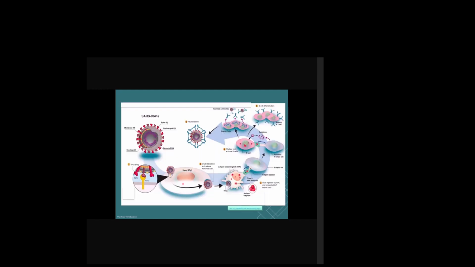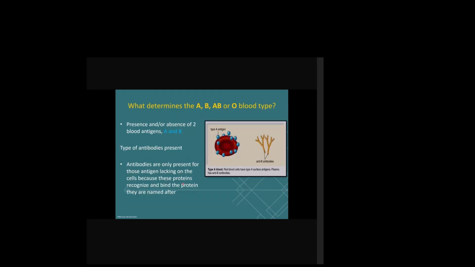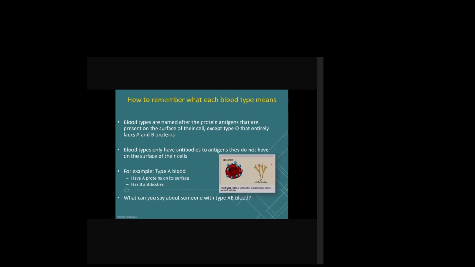So if you go here, I said the presence or absence of two blood antigens, A and B, and the types of antibodies present here. You will have this kind of antigens, you have this kind of antibodies. And then how to remember what each blood type means: I said blood types are named after the protein antigens that are present on them. That's just what I've been indicating.